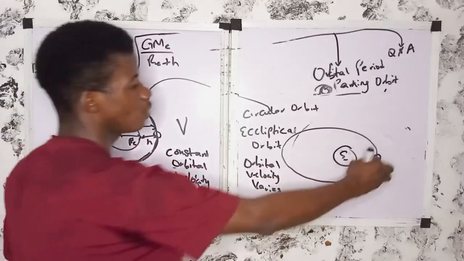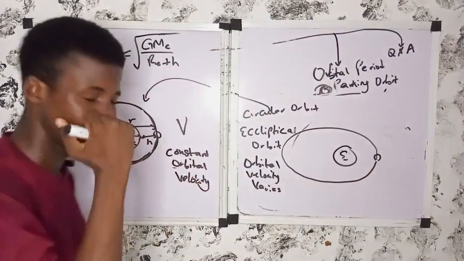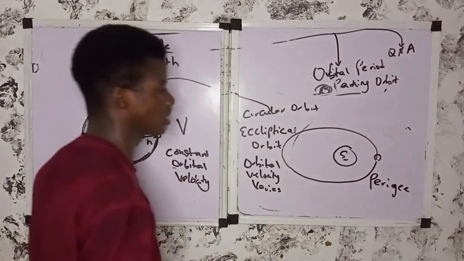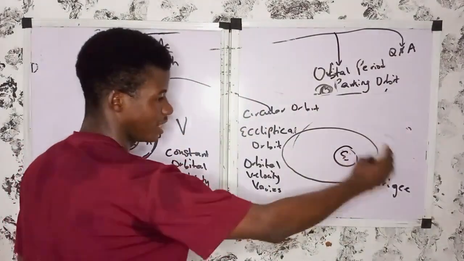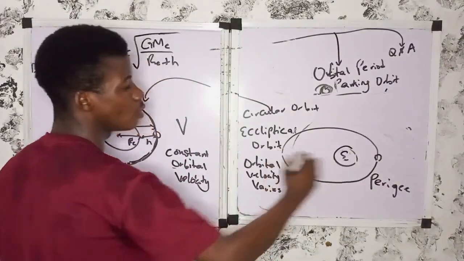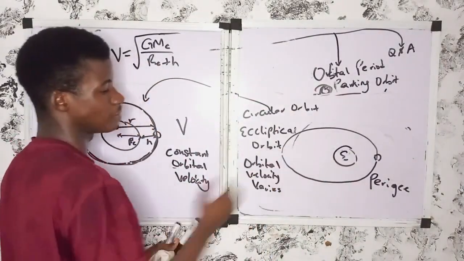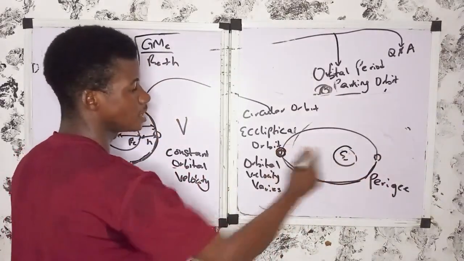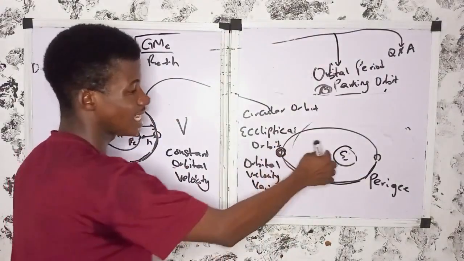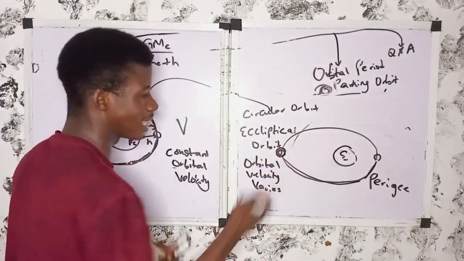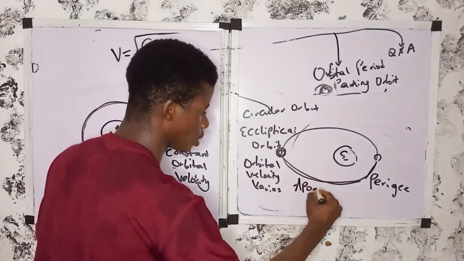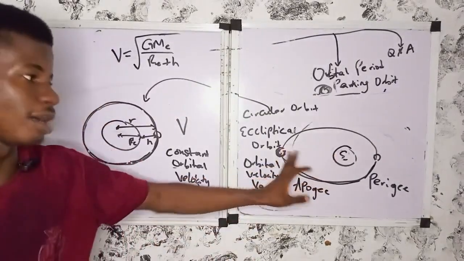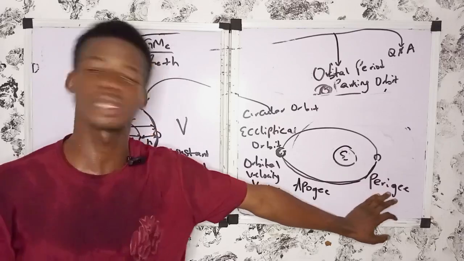Now, please take note: the part of the satellite's orbit closer to the Earth is known as perigee. While the part away from the Earth, where the satellite is farther from the Earth, let's say the satellite was orbiting and then gets to this part, this point is known as apogee. Very important. The part away from the Earth is apogee, while the part closer to the Earth is known as perigee.